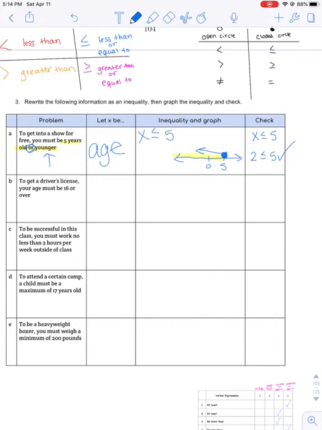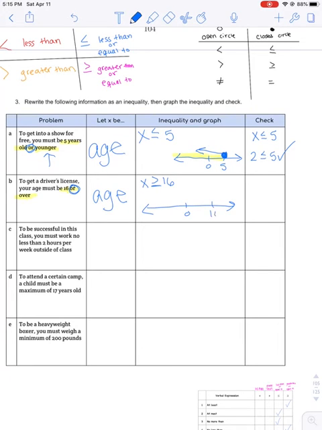Try B, pause the video, come back when you're ready to go over B. All right, hopefully you're ready to go over this. It looks to me like age is again the quantity. Let X be age. I have X and 16. I see the phrase is 16 or over. "Or" tells me I have to underline again because I could be equal to 16. Now the numbers that are over 16 mean that I have to do the greater than symbol. X is greater than or equal to 16.